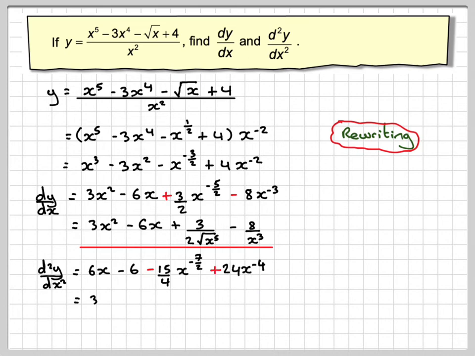And if we rewrite that, we're going to take out a common factor of 3. So we get 2x minus 1, minus 5 over 4. This means take the x down, take the square root and raise it to the power of 7. Plus 8, because we've taken 3 out, 8 over x to the 4.